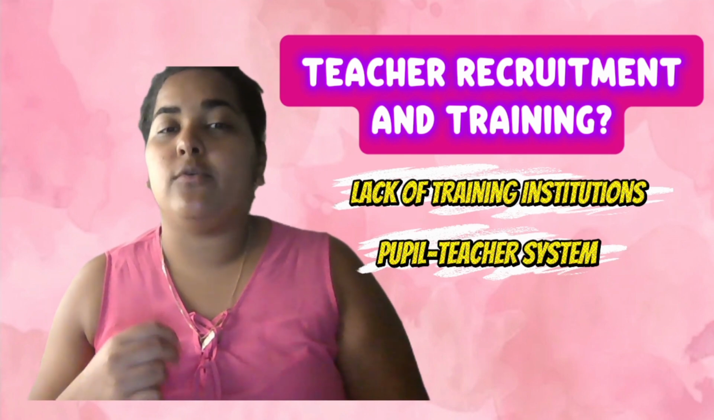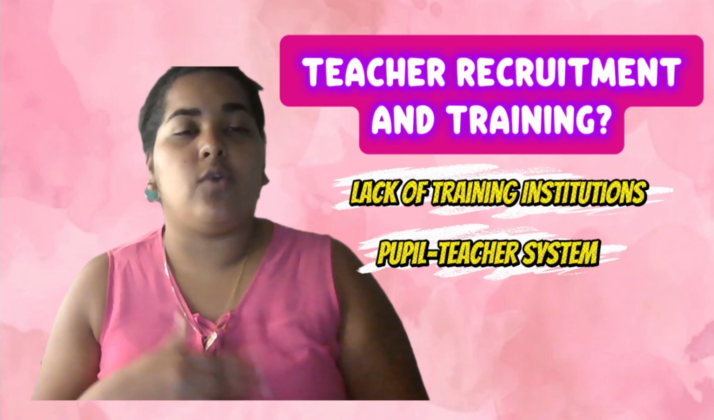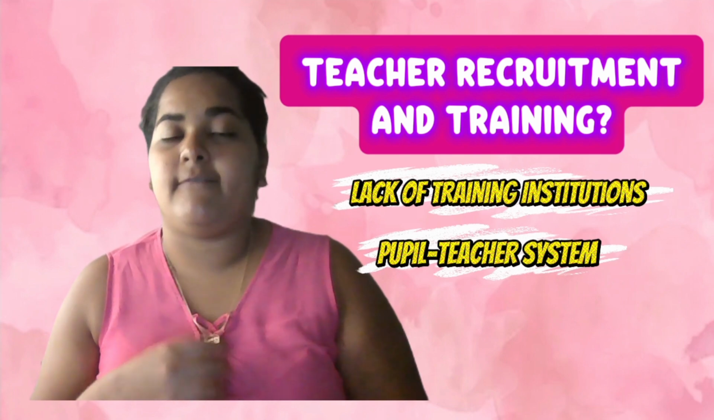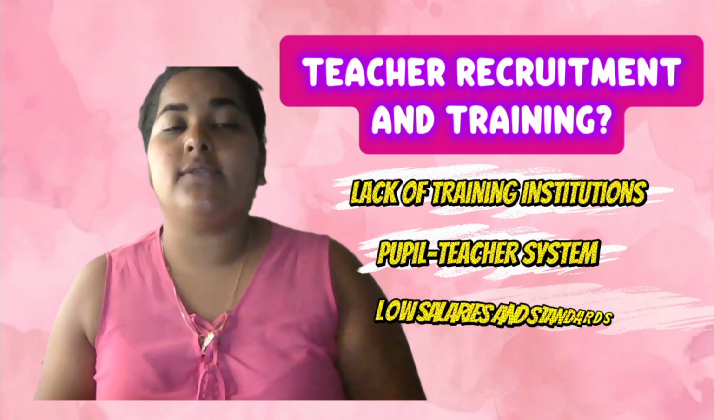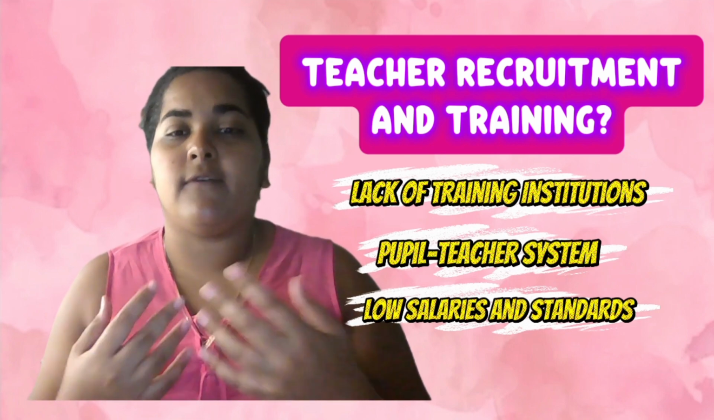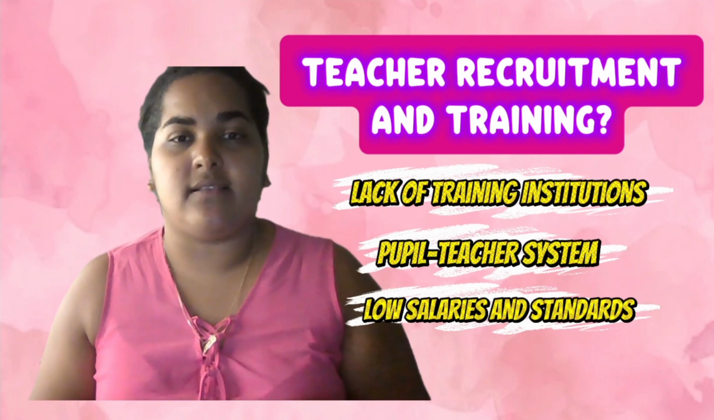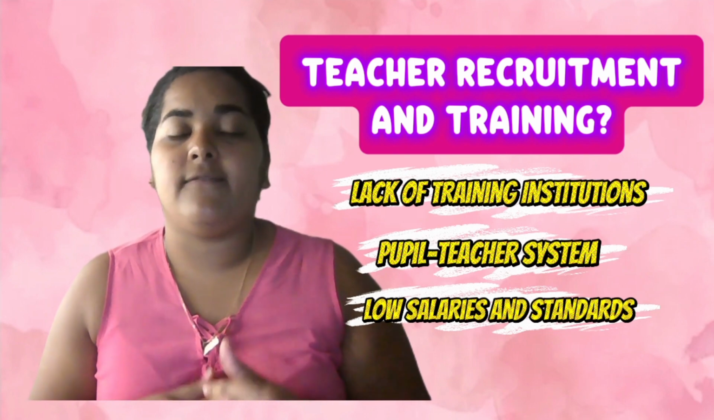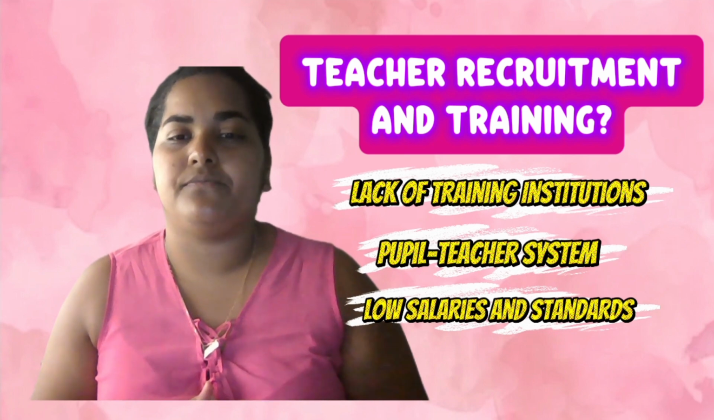Two, the pupil-teacher system. The reliance on the pupil-teacher system was insufficient due to inadequate supervision and ineffective teaching methods. Three, the low salaries and standards. The teaching profession suffered from low salaries and a lack of established salary scales, making it difficult to attract qualified individuals into the teaching profession.